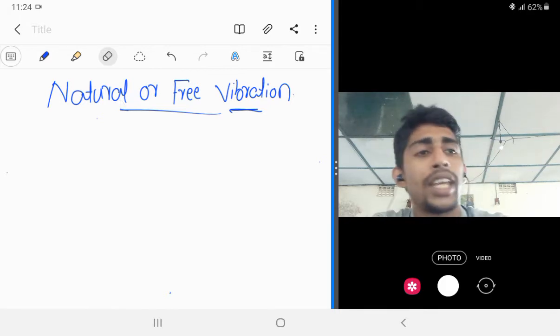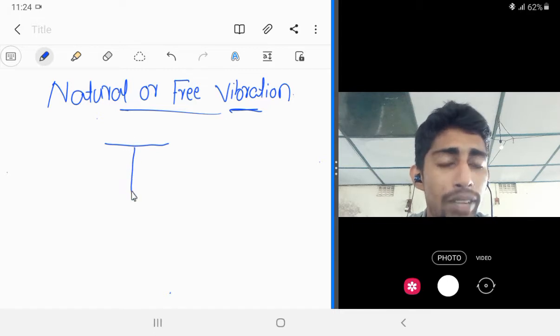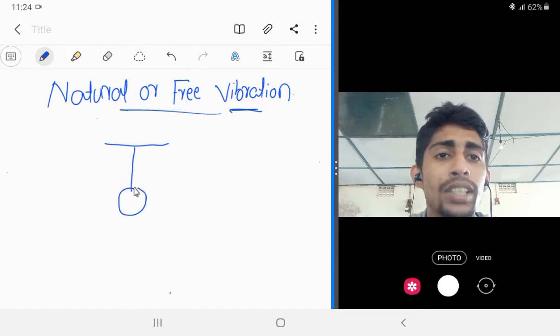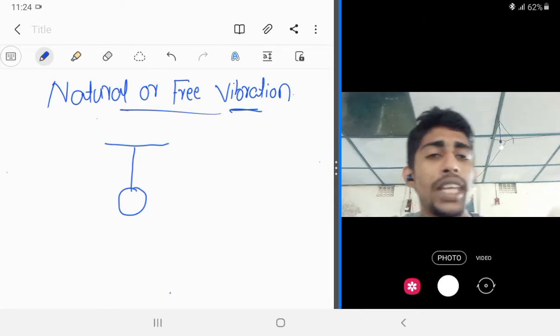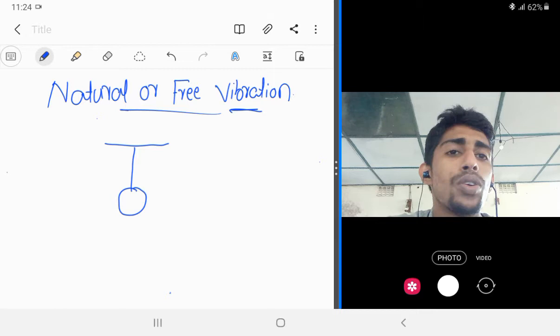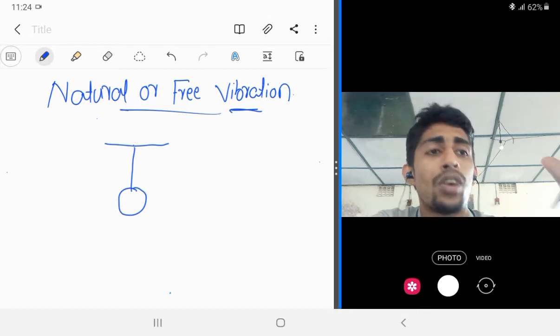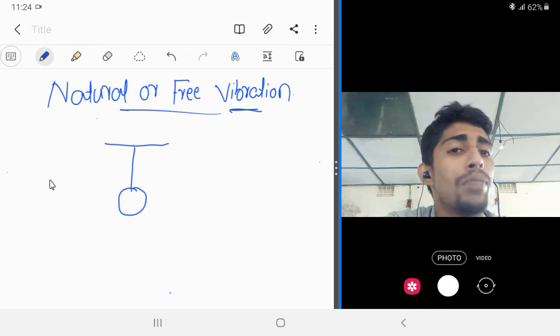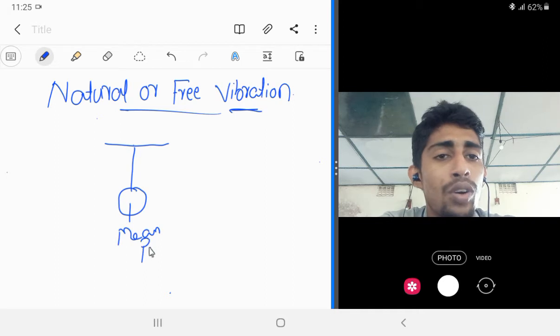For that, just take an example of a simple pendulum. A simple pendulum we all know. A simple pendulum means there is a thread hanging from a surface, and on the bottom part a bob or a ball is attached. While we are not providing any energy, the bob will be in its mean position.